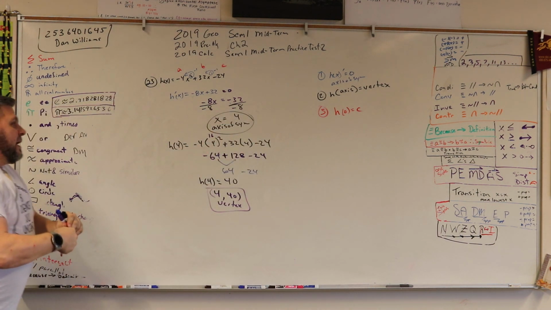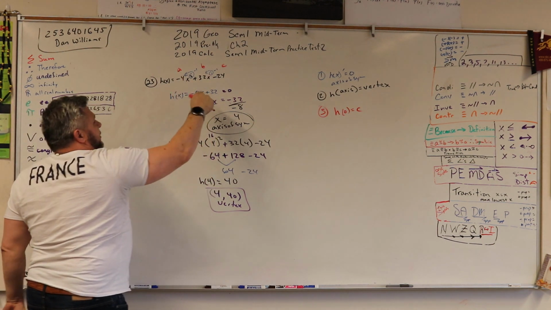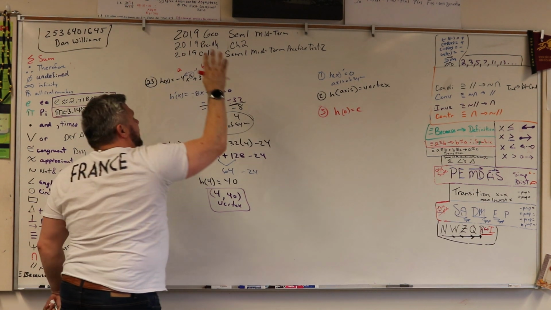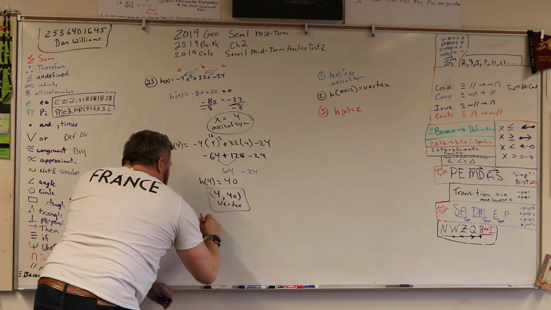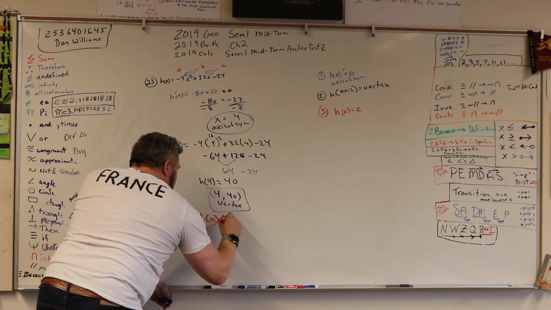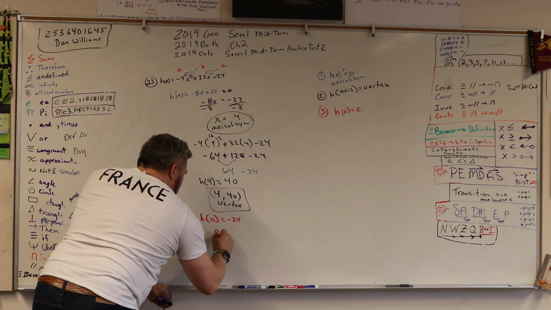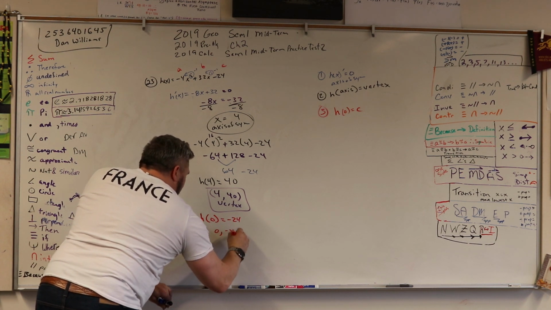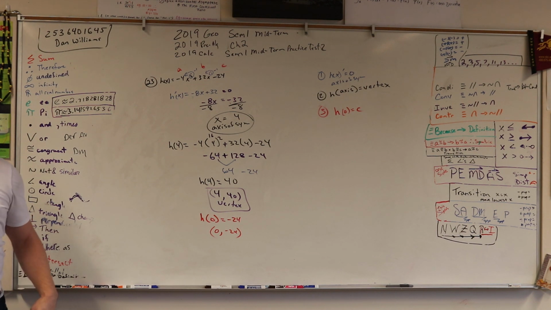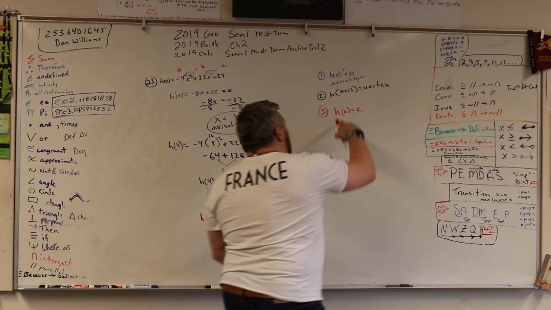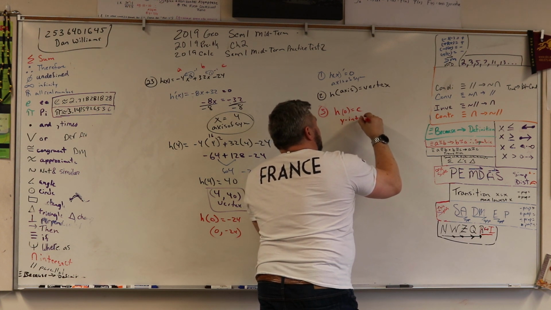So, plug it in. If I put in a 0 here, that's 0. If I put in a 0 here, that's 0. And then minus 24. So, h of 0 is going to equal minus 24. So I get 0 and negative 24. And that is my y-intercept. Okay? This is your y-intercept.